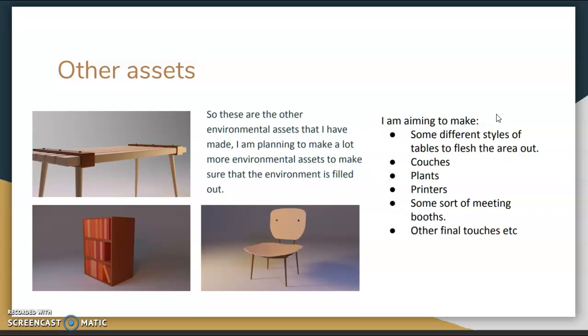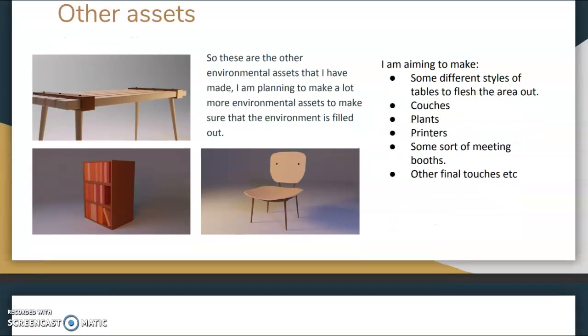Some different types of tables, like coffee tables, some little side tables, etc. I'm planning to make some couches, so it's more like a homely space. Some plants to make it a little bit more vibrant, so it's not a dull area. Printers, because every office has printers, especially if you're making plans, you might want to print them out so the whole team can see them for a scrum or whatever it is. Some meeting booths so that people can get together in their own spaces, and some other little final touches that I'll speak about in the next presentation.